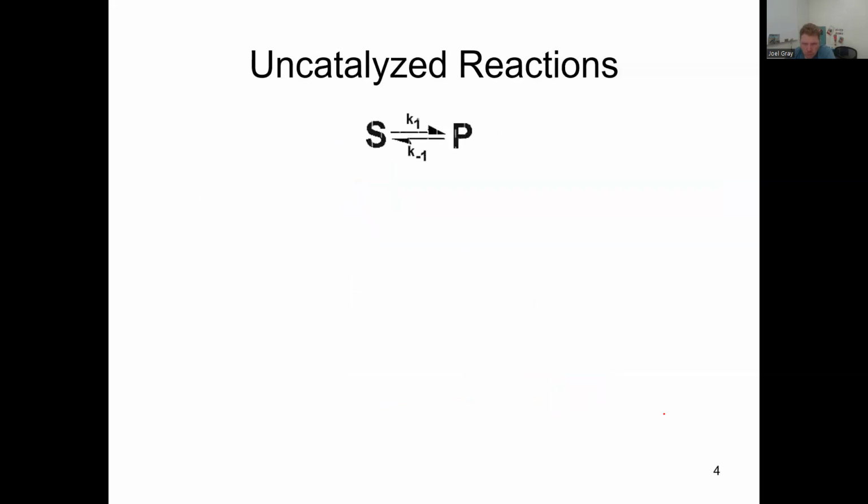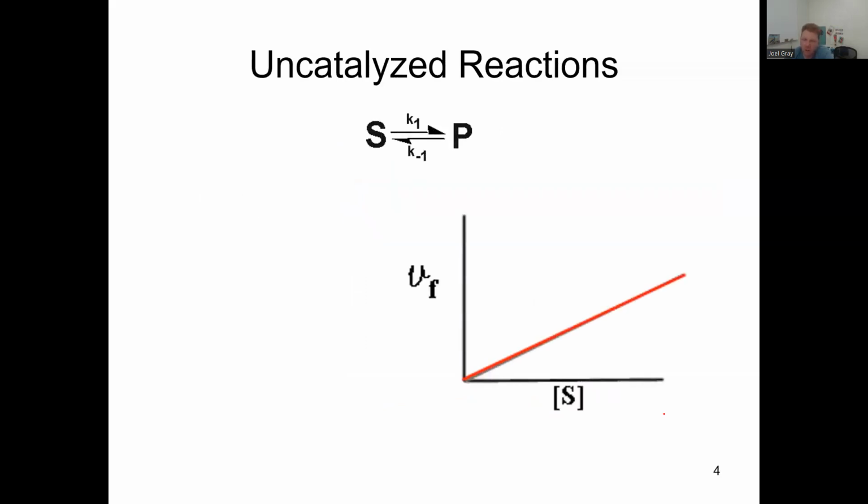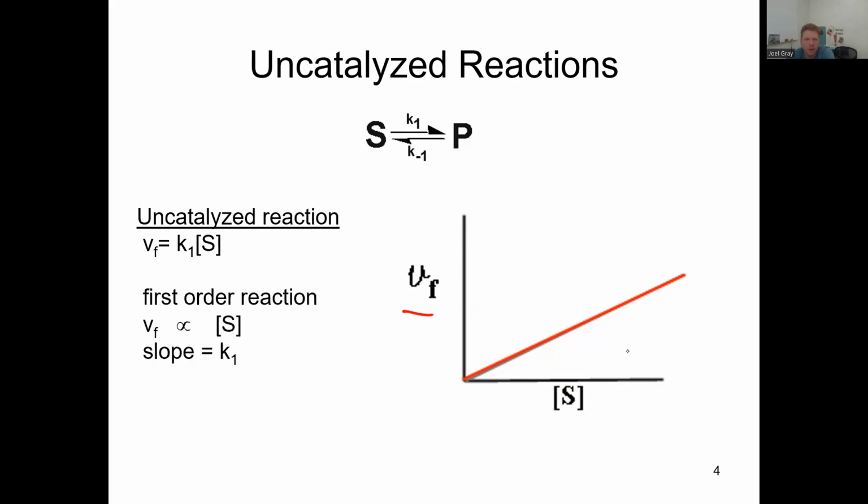An uncatalyzed reaction, substrate going to a product, is going to have a plot that looks like this, where we're looking at final velocity versus substrate concentration. So final velocity is on our y-axis and substrate concentration is on our x-axis. Now, for our uncatalyzed reaction, V sub F is equal to our rate constant times substrate concentration. It's a first order reaction, and our slope is equal to k sub 1.